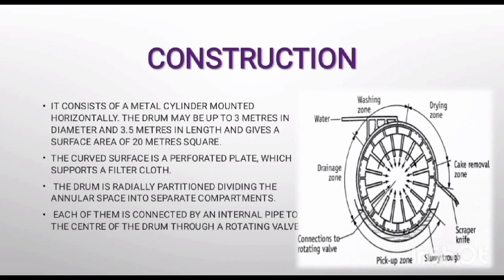Now let us move on to the construction. It consists of a metal cylinder mounted horizontally. The drum may be up to 3 meters in diameter and 3.5 meters in length and gives a surface area of 20 meters square. The curved surface is a perforated plate which supports a filter cloth. The drum is radially partitioned, dividing the annular space into separate compartments. Each of them is connected by an internal pipe to the center of the drum through a rotating valve. For a better understanding of the parts of the drum, we can look at the diagram displayed.